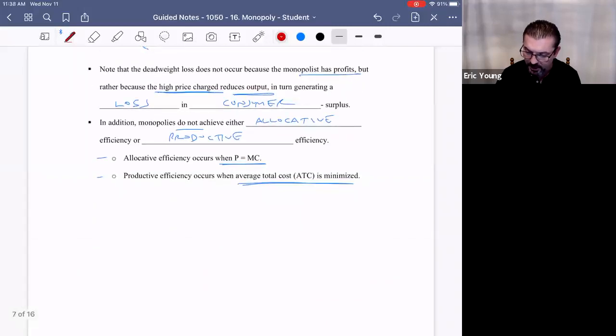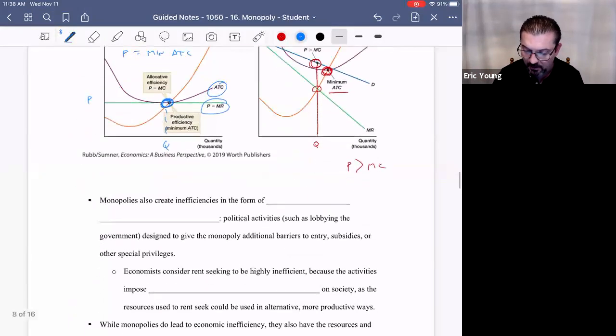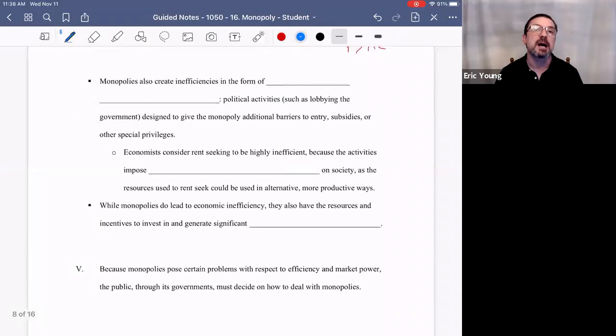And therefore, our two metrics, allocative, it fails it. Productive, it fails it. Total surplus, it failed it. So the monopoly is 0 for 3. We would say that compared to PC, it is not socially efficient. And my friends, it gets even worse because monopolies also create inefficiencies in the form of a behavior that we call in economics rent seeking.